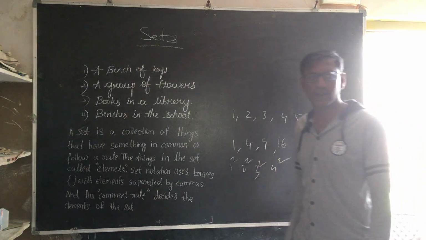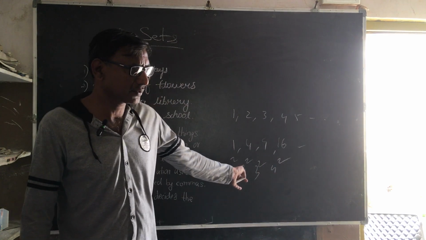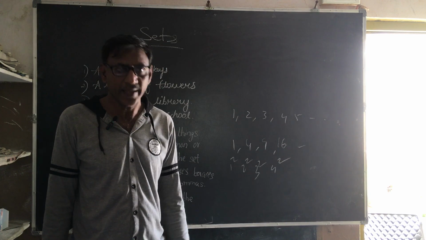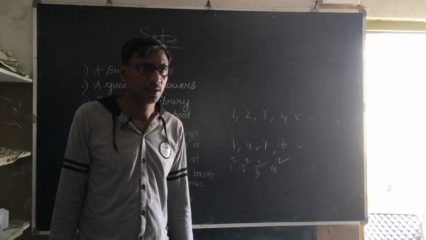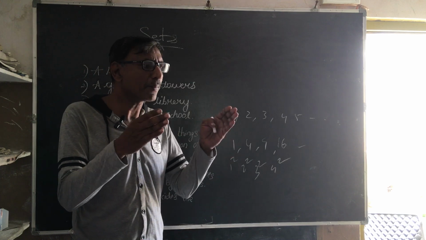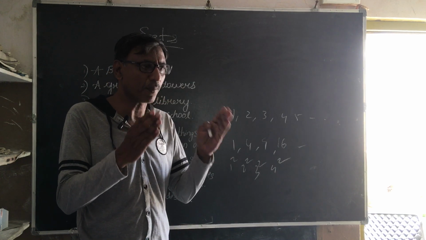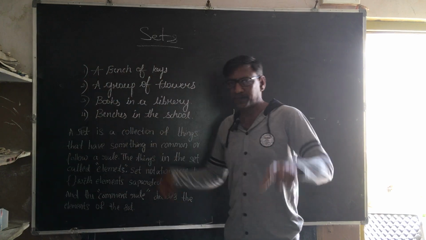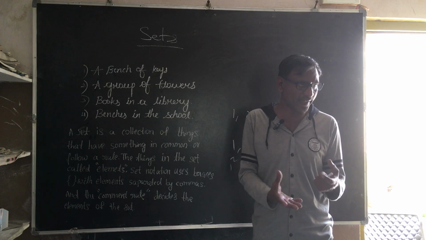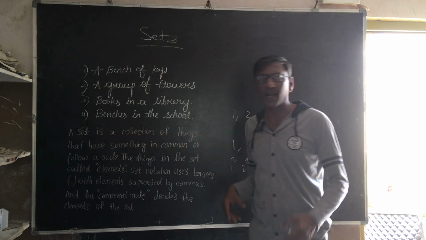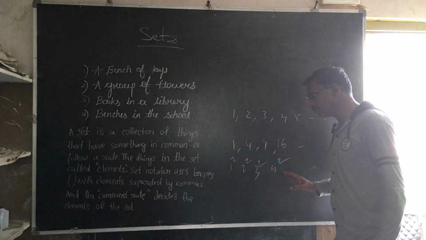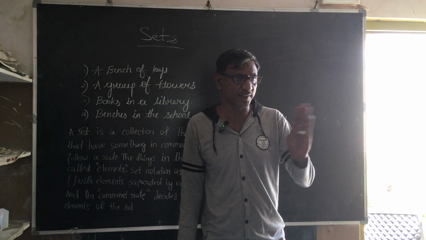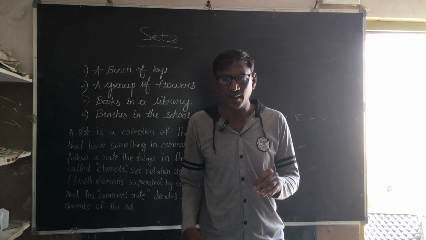See, all these numbers are square numbers. They're following a rule. One rule they're following. They have some common property. So every set has some common properties. They're following a rule. So a group of things, we call it a set. A set is a collection of things. They may be numbers, they may be things. Don't bother about all these. In our set, all are things only.